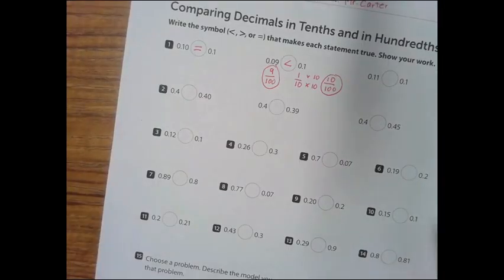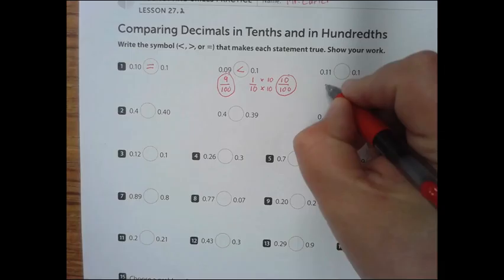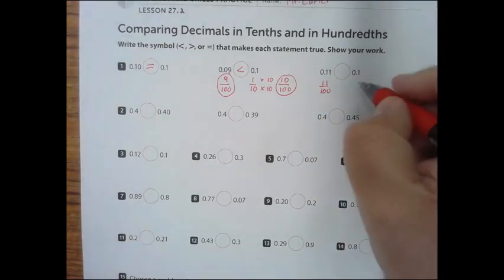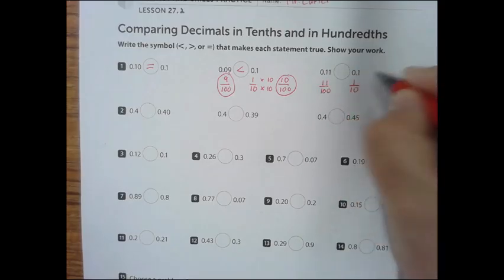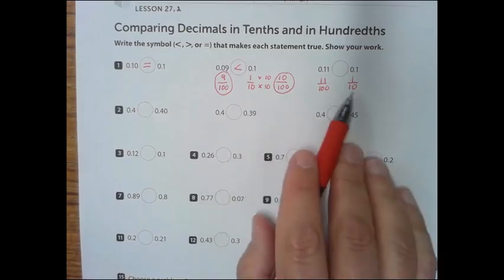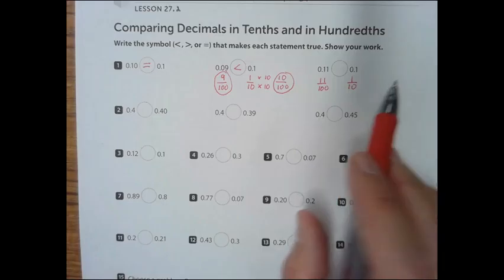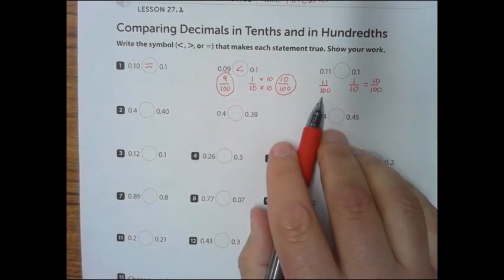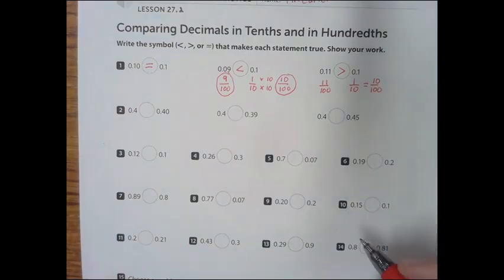All right, let's do one more together. So we have 11 hundredths. Again, if you like to write it as fractions, it would look like this. And then again, you have 1/10, right? Well, as you can see from the last problem, these are the same decimals, so we can use this again. We have 10 hundredths, so this 1/10 is the same as saying 10 hundredths. So 11 hundredths is just a little bit greater than 10 hundredths. So it's going to be greater than.